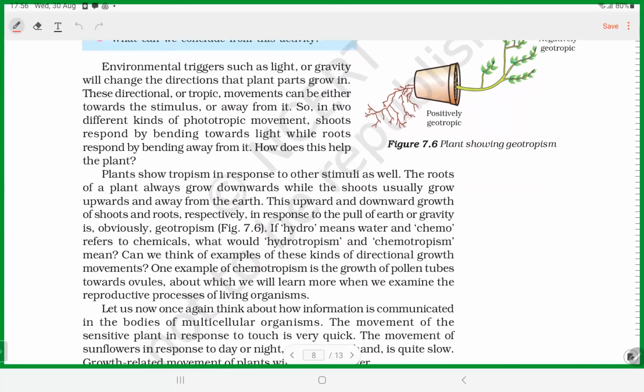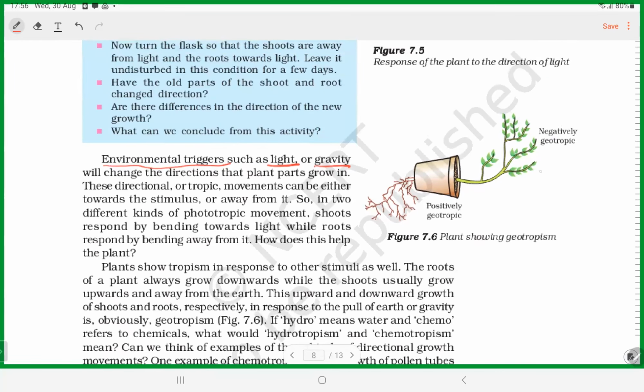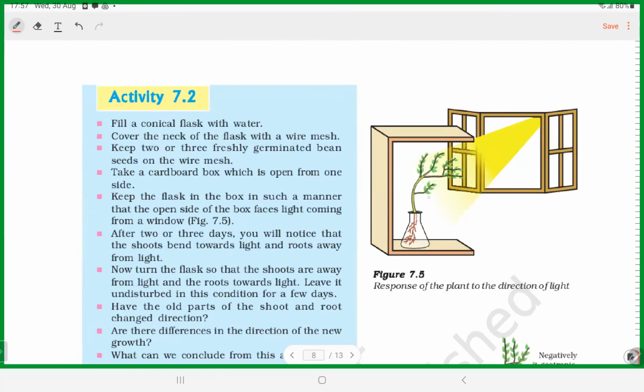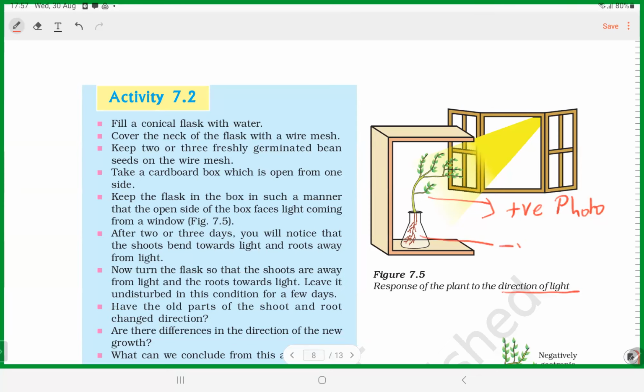Can you hear me? Okay, so listen. See, first, the external stimulation, light. The environmental stimulation, external stimulation, light. And then we will go to gravity. So, look at that. As we discussed earlier, when the seed germinates, look here. The shoot shows positive phototropism. The tropic movement related to what? Positive phototropism. Root shows negative phototropism. It moves away from the light.